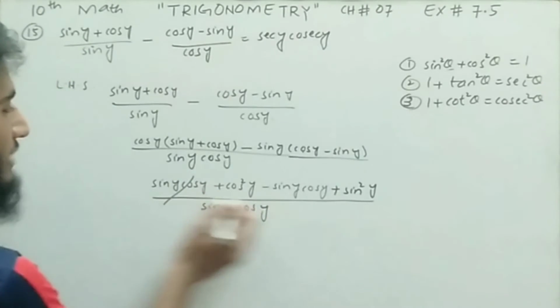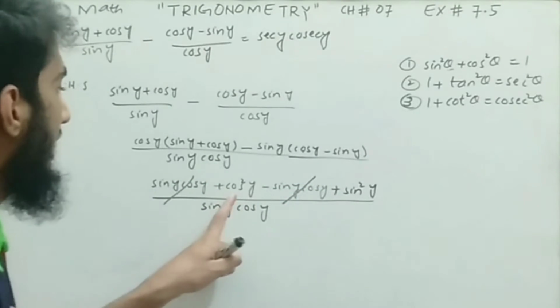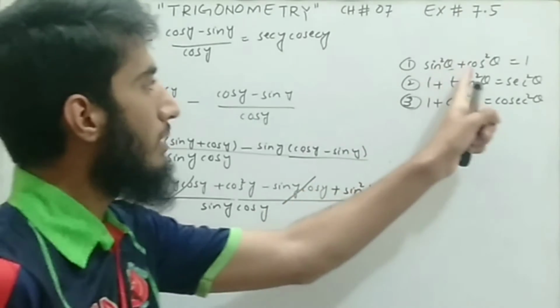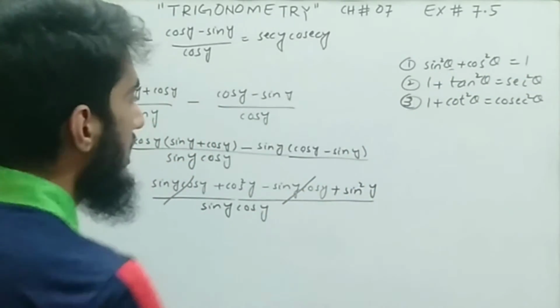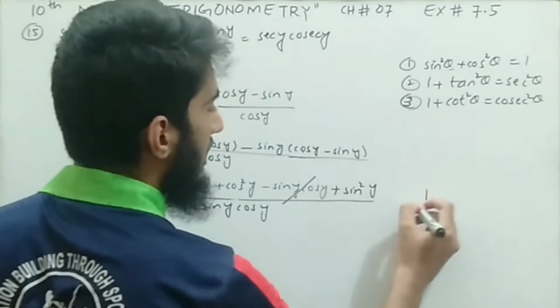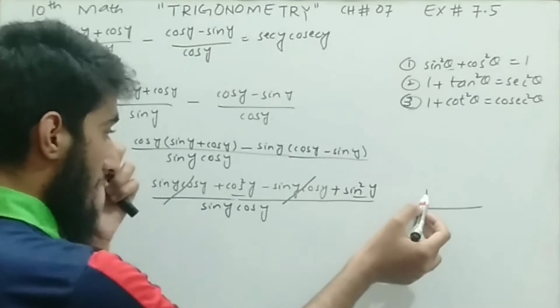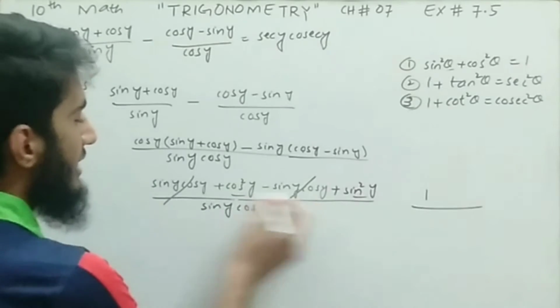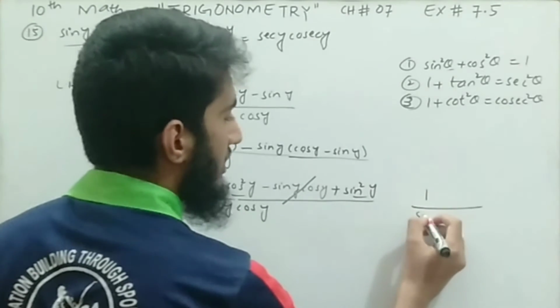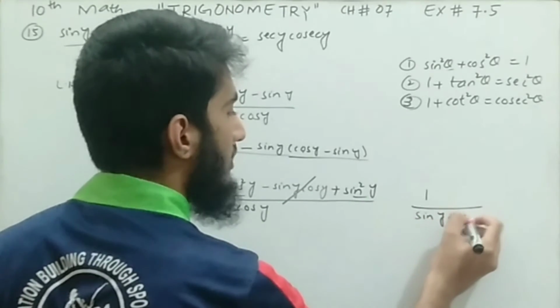Now after this, sin y cos y cancels out with negative sin y cos y, and cos square y plus sin square y, according to property number one, will be equal to 1. Just replace theta with y. So 1 divided by this term is cancelled because over here it is equal to 1. And they also cancel, we are left with sin y and cos of y.